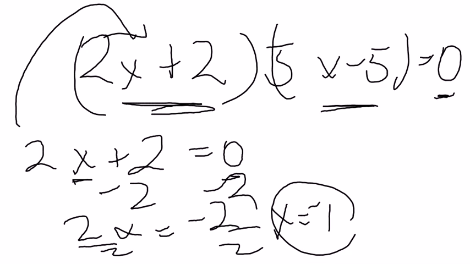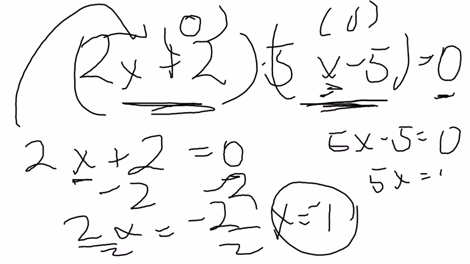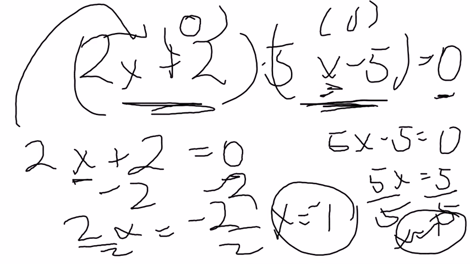Okay, that's one answer. Now what about this one? 5x minus 5 is 0. Okay, we got to make that 0 too, because since that's multiplied, we can make either this one 0 or this one 0. Okay, well, what does x need to be to make that equal 0? We'll set it to 0, and then we'll solve it. Add 5 to both sides. 5x equals 5, divide by 5, x equals 1. So, x equals 1 or negative 1, and your answer is B right there.